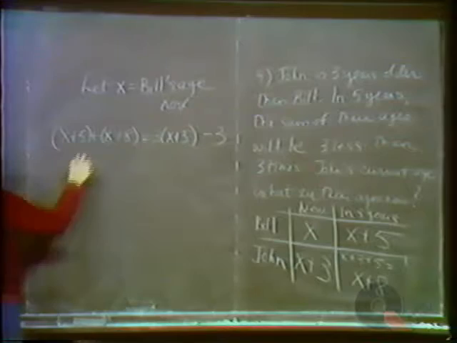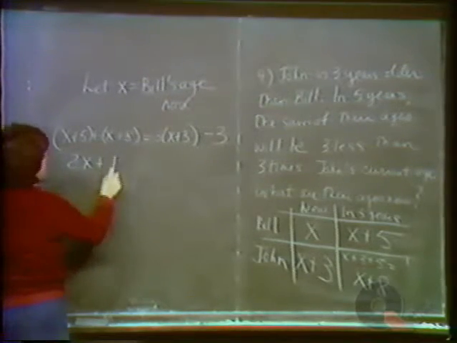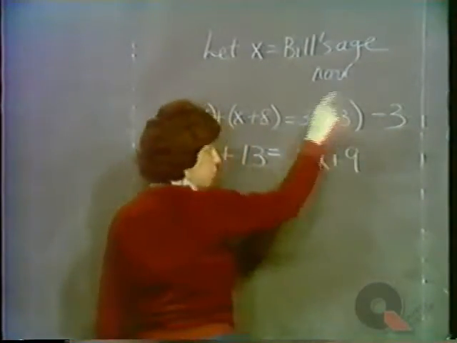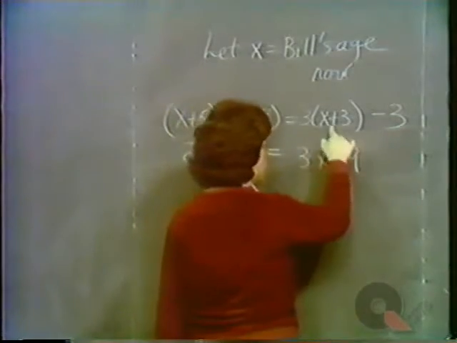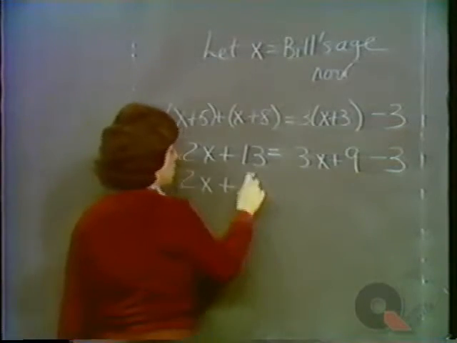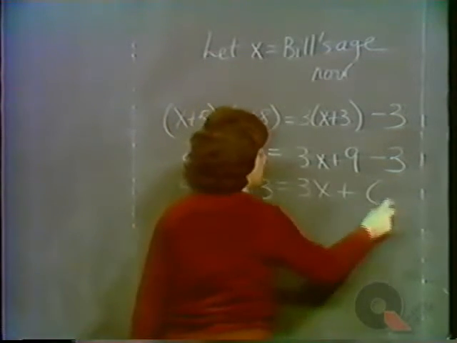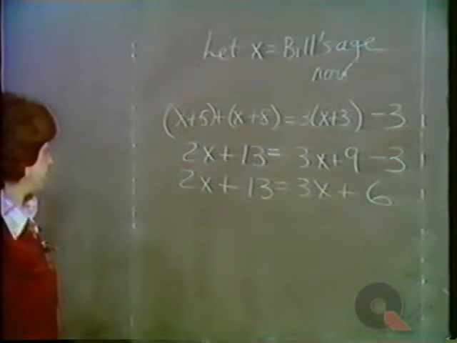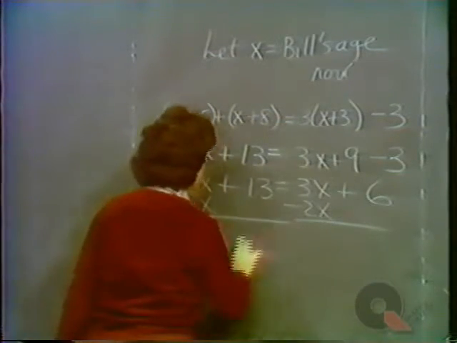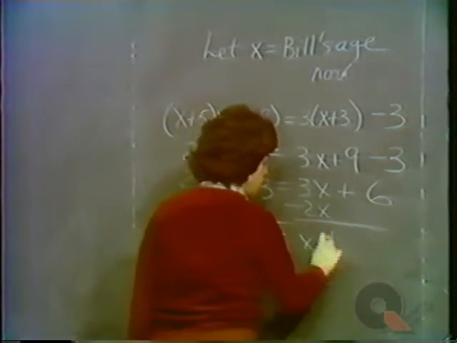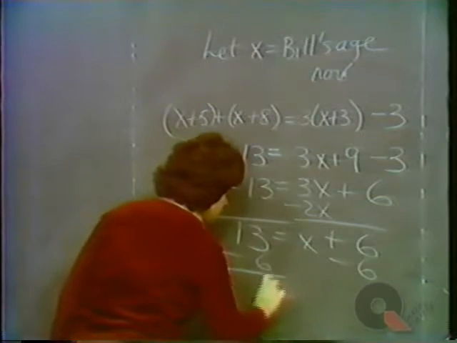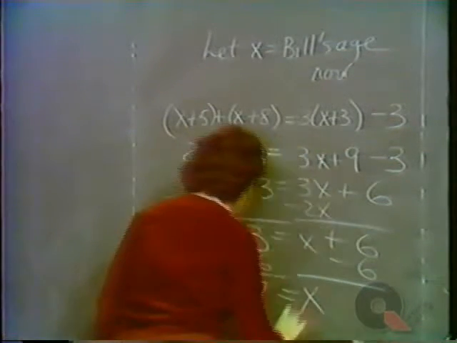Okay, let's see what we have. X plus X, that's 2X. 5 plus 8, that's 13, equals, be careful here, 3X plus 9. Distribute the 3 through the parentheses: 3 times X plus 3 times 3 minus 3. 2X plus 13 is 3X plus 6. Subtracting 2X from both sides of the equation, 13 equals X plus 6. Subtracting 6 from both sides of the equation, X equals 7.